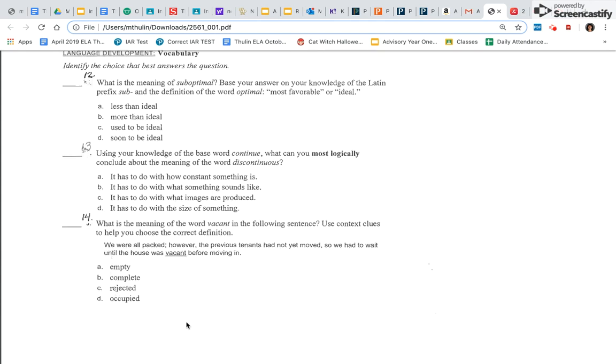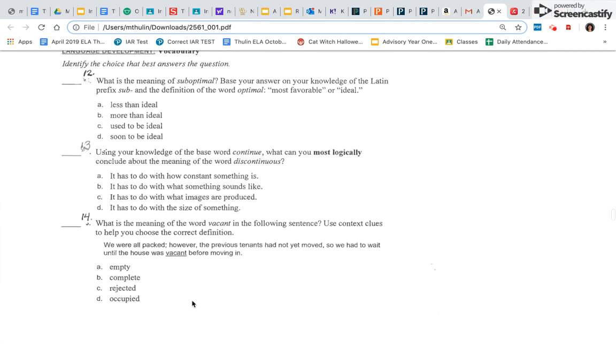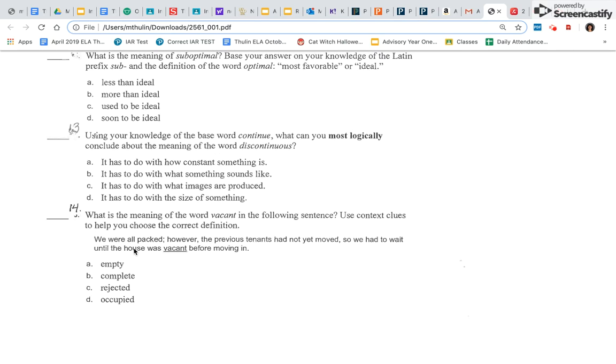Number 14, what is the meaning of the word vacant in the following sentence? Use context clues to help you choose the correct definition. We were all packed. However, the previous tenants had not yet moved, so we had to wait until the house was vacant before moving in. A, empty. B, complete. C, rejected. Or D, occupied.